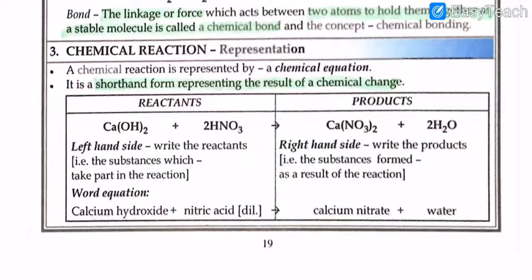For example, let's take an example over here that's written Ca(OH)2 plus 2HNO3, right? So on the left hand side, we are writing the reactants and the substances which take part in the reaction, right? So over here, this is just a normal chemical reaction, but you can also write the word equation of this. That's calcium hydroxide plus nitric acid, which in this case is dilute.